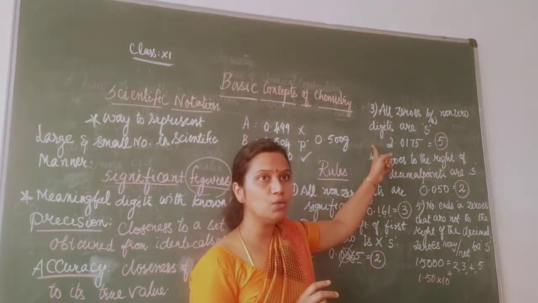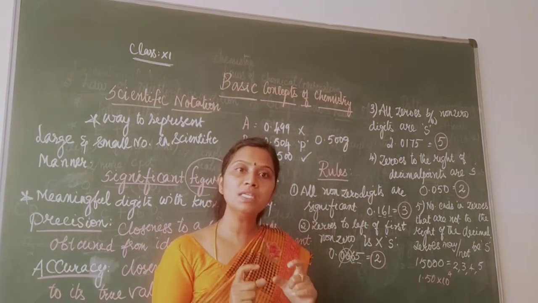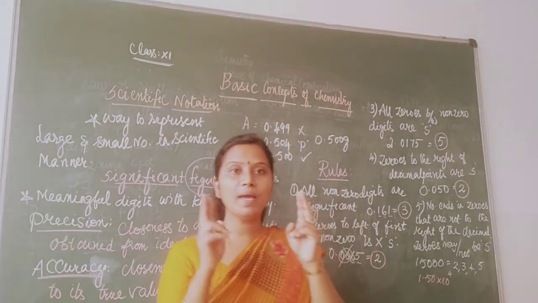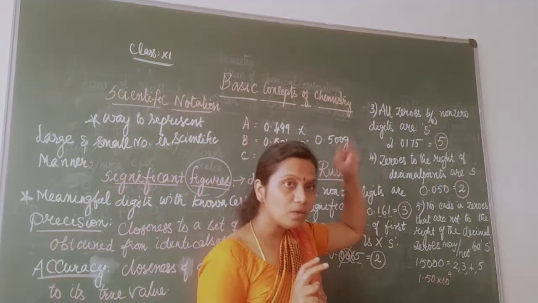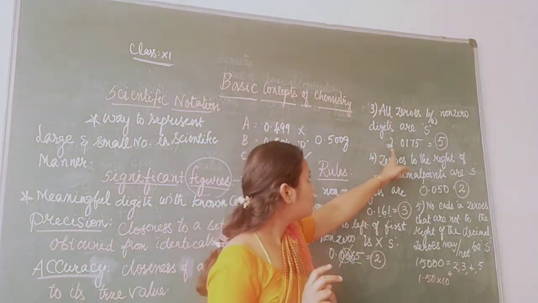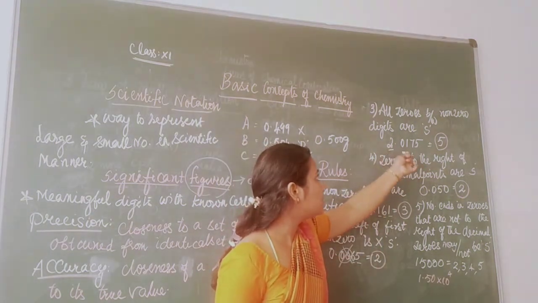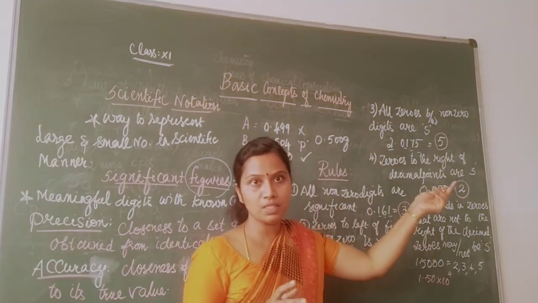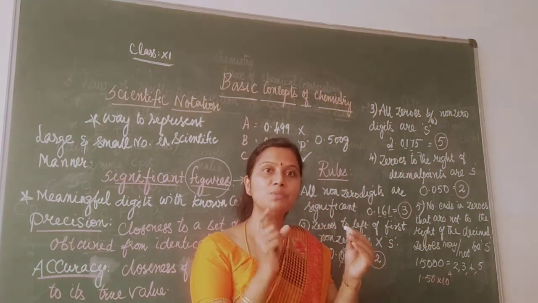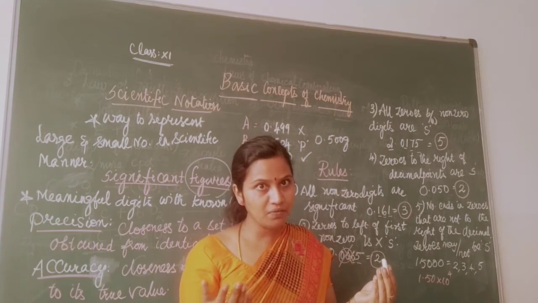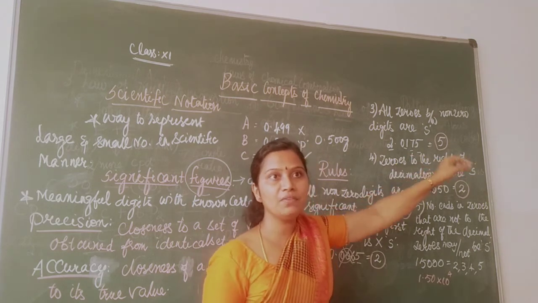Now moving to the third rule: all zeros which are present between non-zero digits are significant. Now I have 2 non-zero numbers, and in between I have 0. Then that is also significant. I am citing the example 2.0175. In this, can you see the non-zero digits? 2 is non-zero, 1, 7, 5. All these are non-zero. Now you have to consider even the zero digit. Zero which is present between non-zero digits is also significant. So what is the answer? 1, 2, 3, 4, 5. The significant figures are 5.